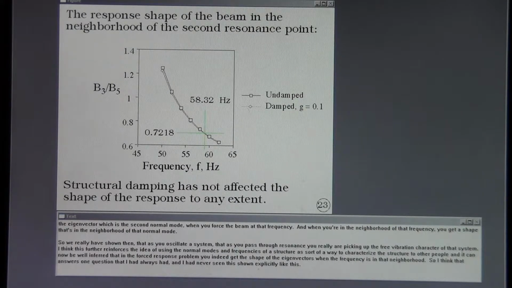And it can now be well inferred that in the forced response problem, you indeed get the shape of the eigenvectors when the frequency is in that neighborhood. So I think that answers one question that I had always had, and I had never seen this shown explicitly like this.